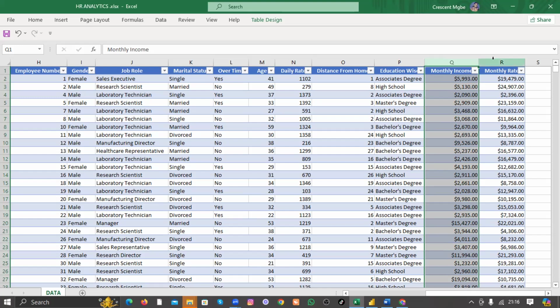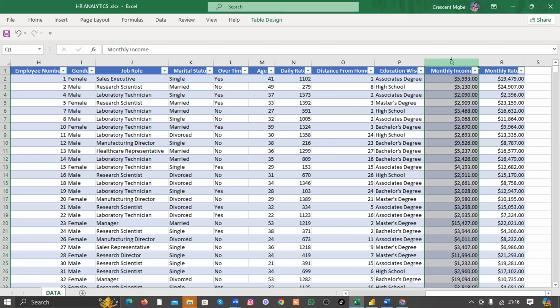Now, monthly rate is inside monthly income, because monthly rate is the same thing as your base salary, while your monthly income comprises your base salary, your bonuses, your allowances, and everything. So monthly rate cannot be higher than monthly income. So this is an error from this data set. This is supposed to be the monthly income, and this is supposed to be the monthly rate. They made a mistake in the data set.